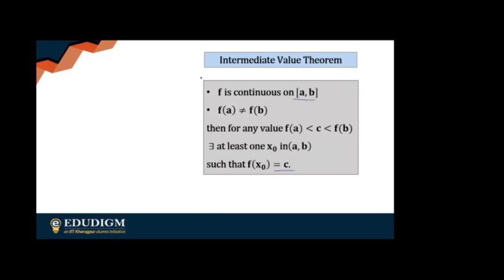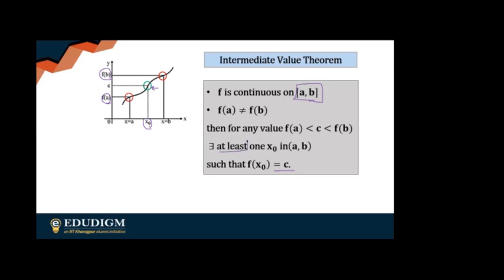So if it looks pretty complicated, we'll just see a very simple example. All right, I have taken this interval a to b. Okay, this is the graph. So what is f(a)? This is f(a) and this is f(b). All right, I have taken any value c between that. Okay, so I have taken this f(a) and f(b), and you take any value c between that, obviously you will have a point where the functional value is c. I hope you understand what it means.